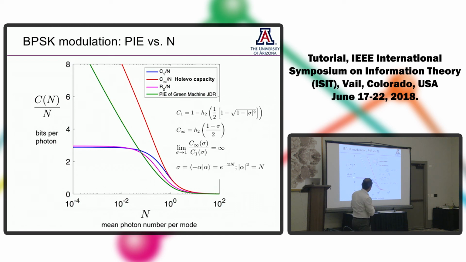Okay. So this was C1 and that was my R2. This is C infinity, and this is what we get with Hadamard coded BPSK inputs and this particular green machine joint detection receiver. We are not yet at the Holevo capacity. But so far I've been able to tell you the operation of this receiver and analyze everything using semi-classical theory. All I was still using is beam splitters and Poisson noise. I did not use anything other than that.